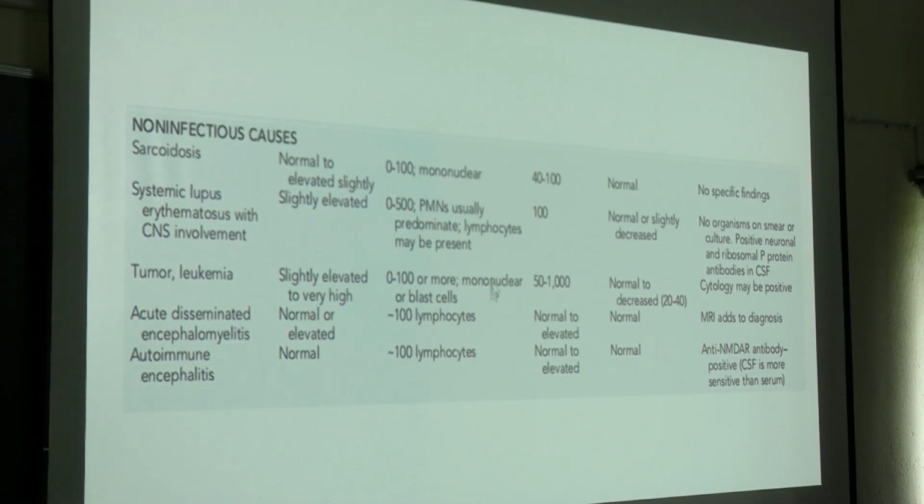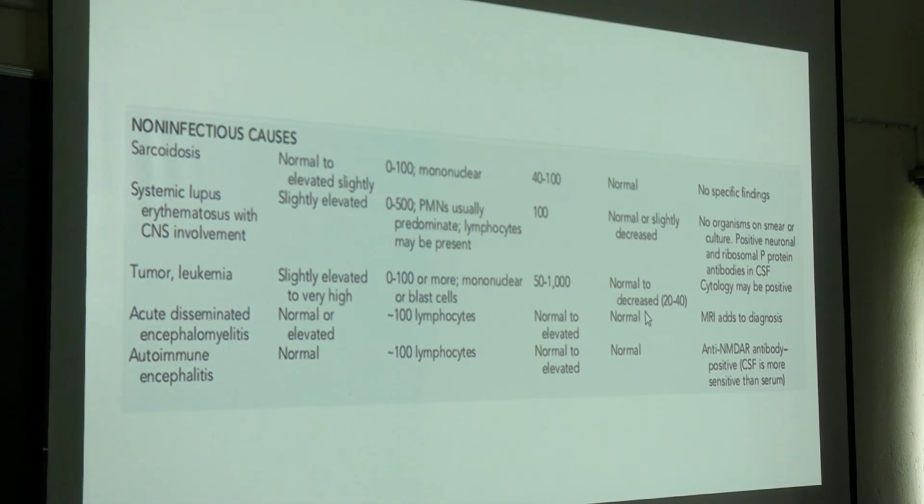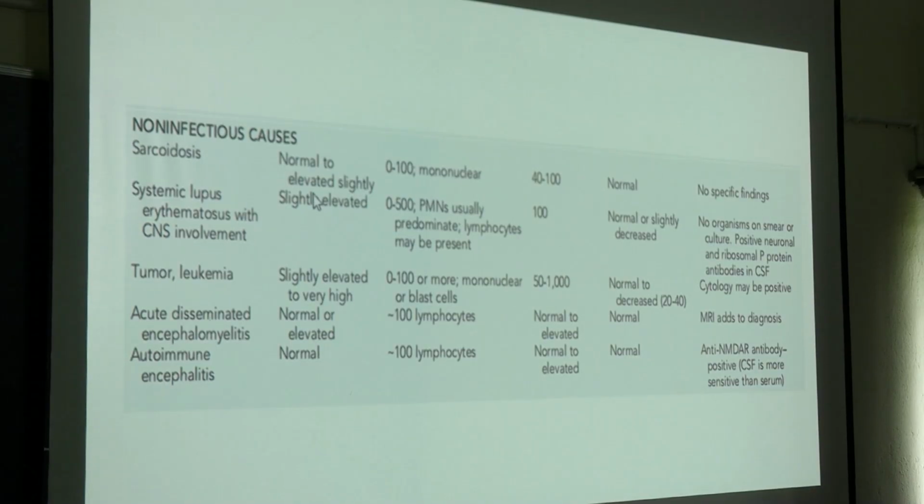There will be presence of blast cells in the CSF. This is the diagnostic of CNS leukemia. The total count may be higher. Protein count may be normal or high. Glucose content may be normal. Cytology may be positive, means we send the fluid for cytological malignant blood cell test, it may come positive.